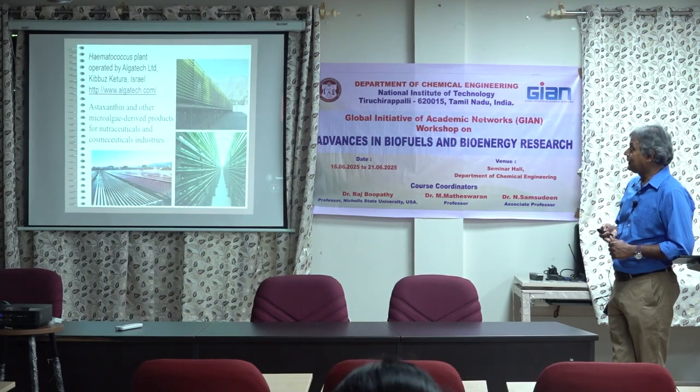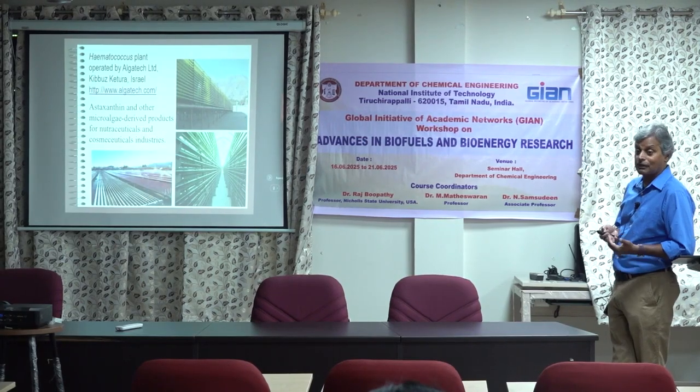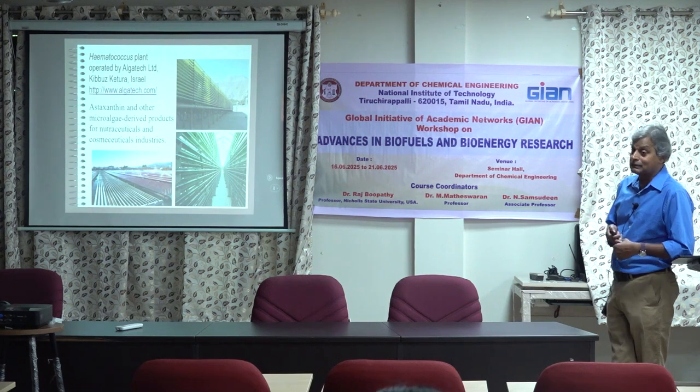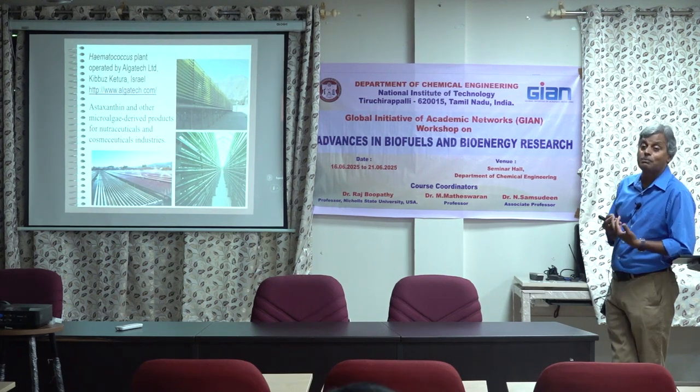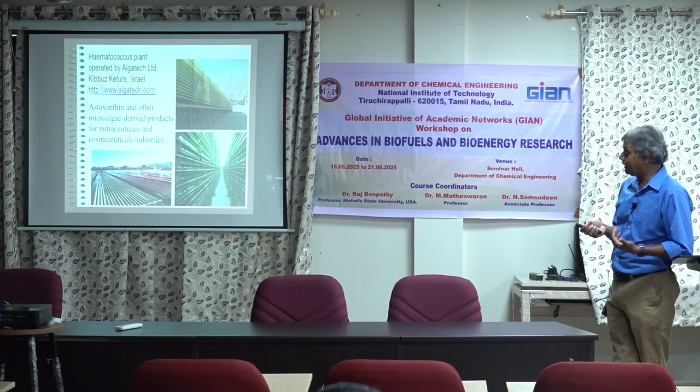Here's another plant that produces Haematococcus, by the company Algatech in Israel. Again, the product they make is astaxanthin and other microalgae-derived products for the nutraceutical and cosmeceutical industry. Whatever pigment comes out of this algae, they purify it. These are really high value, very expensive products. So very profitable, because of these pigments.